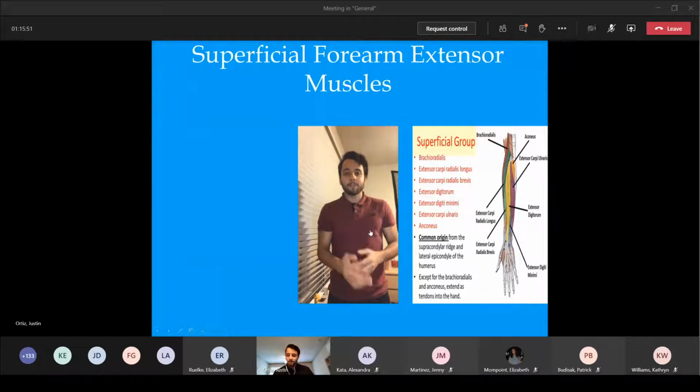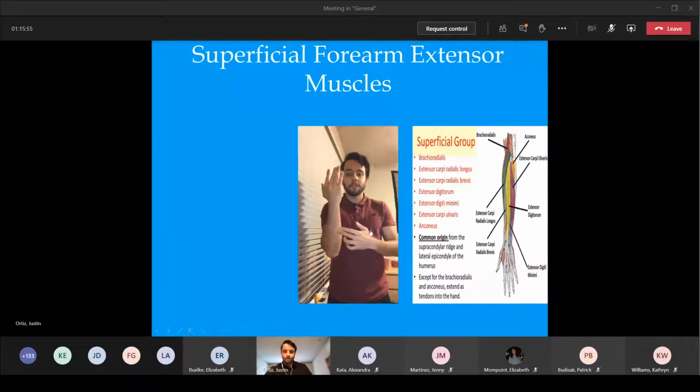Okay. I'm going to be talking about the superficial extensor muscles that are going to be coming from lateral to medial. So I'll start by naming them from lateral to medial and give you a couple of tips that are going to help you to remember it. So I'm going to hold my arm up like this so it's easy for me to show you all where these muscles are located.